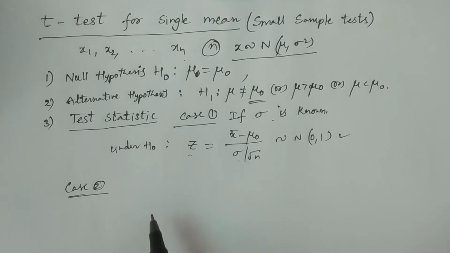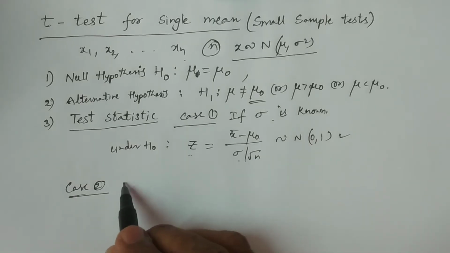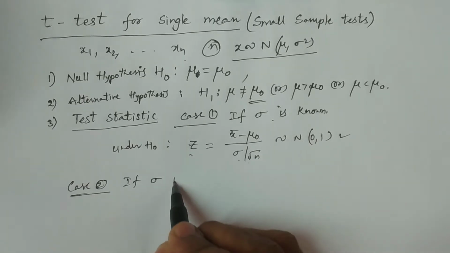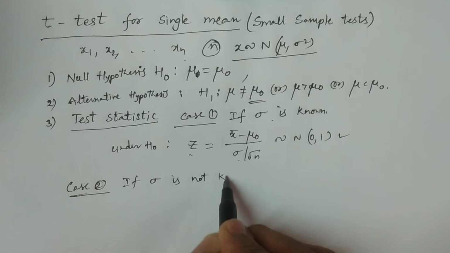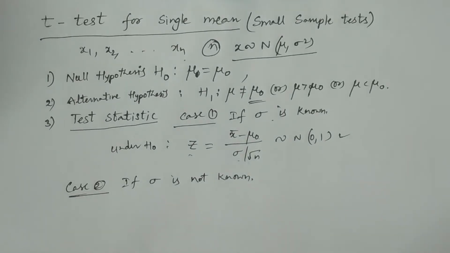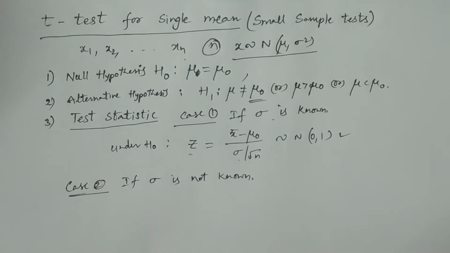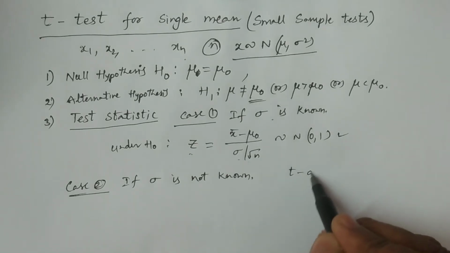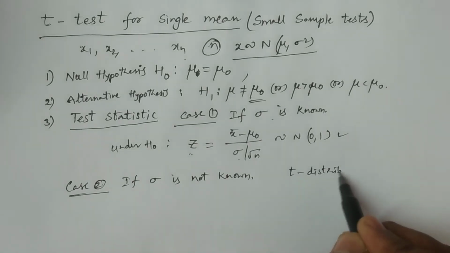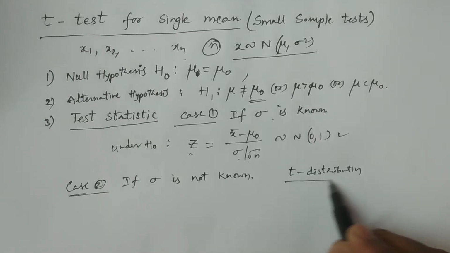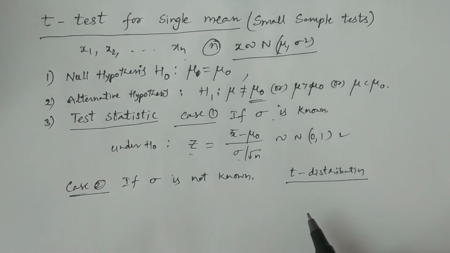And case 2: if sigma is not known. In this case, the t distribution is going to be applied. What is the definition of the t statistic? It is the ratio of a standard normal variate and the square root of a chi-square variate divided by its degrees of freedom.